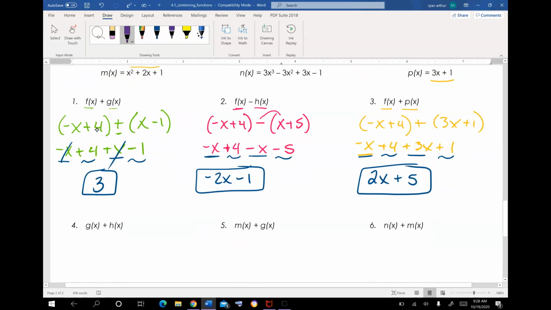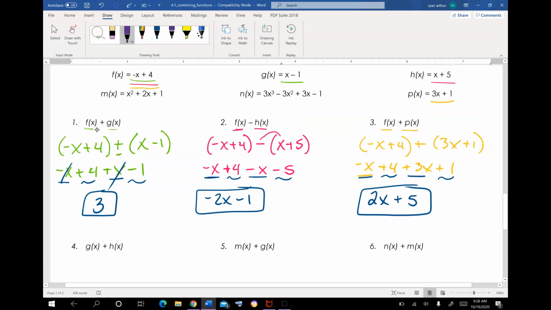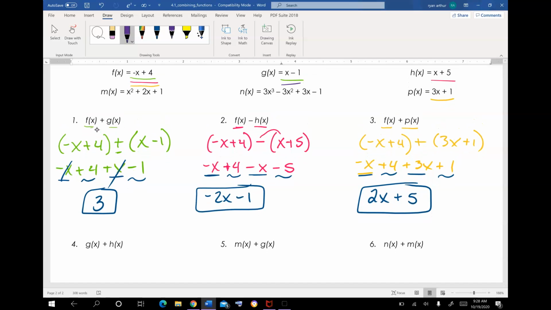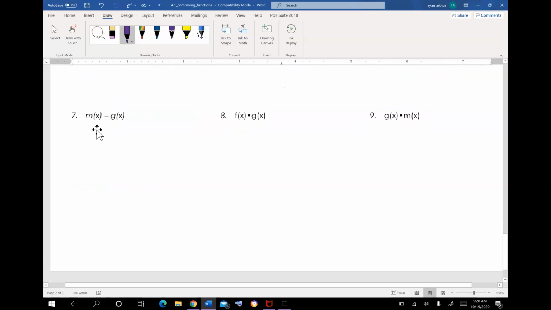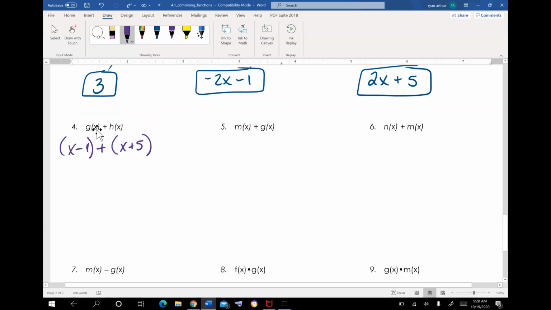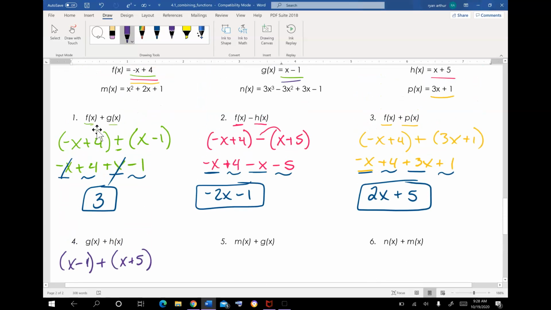This one is saying g of x plus h of x, okay? So g of x is this one, so we're going to say x minus 1 plus h of x, which is x plus 5, okay? We're going to drop the parentheses because it's addition and we don't need parentheses for addition. I might change some of these to subtraction because we're doing a lot of addition ones.